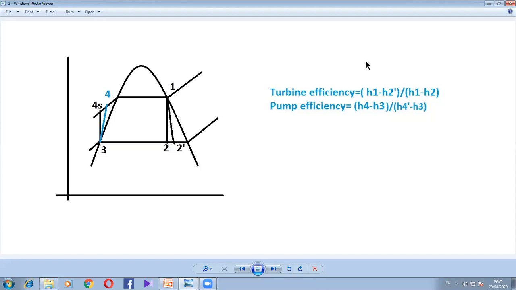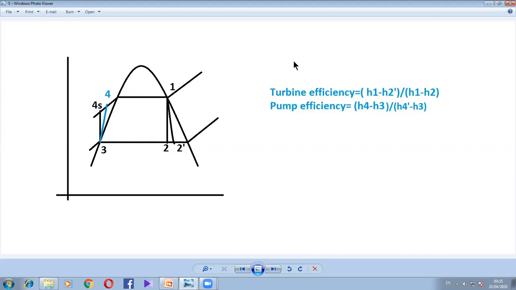Okay, in last class we have solved simple vapor power cycle problems. In this class, let us solve the problem on the actual vapor power cycle. When I take a simple Rankine cycle, we assume that the processes of expansion and compression taking place in the turbine are isentropic. In the real case, it is not so.